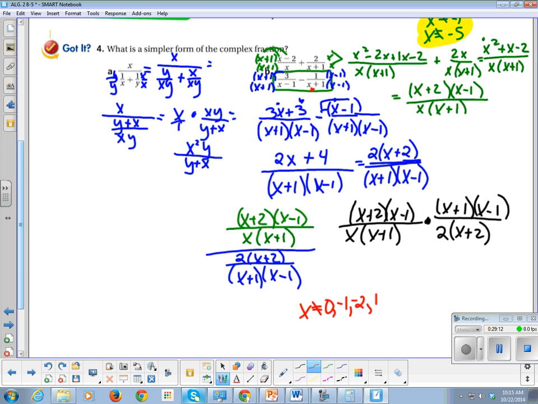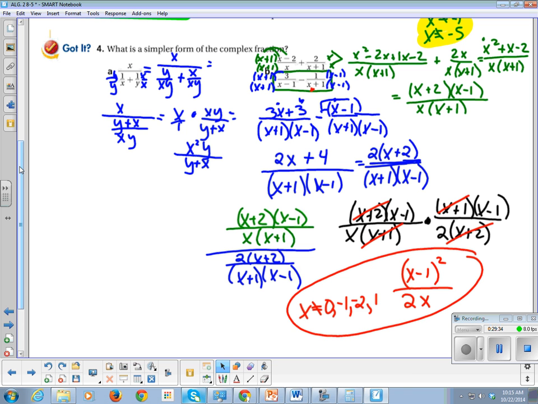All right, so now we can cancel. Let's go cancel crazy. I have an x plus 2 here and an x plus 2 here. I have an x plus 1 here and an x plus 1 here. At the end of the day, I have an x minus 1 to the second power over 2x. Yay, that's factory. I know it's long.